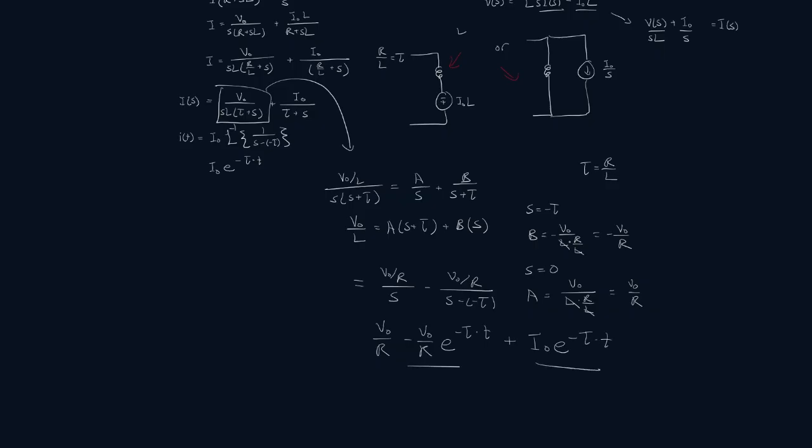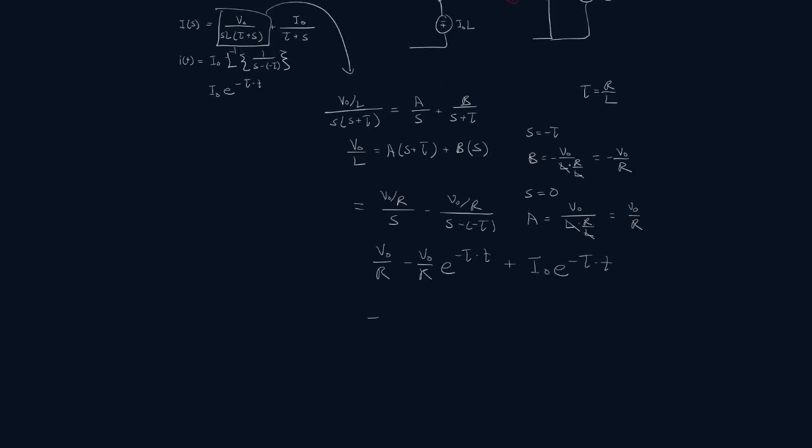We can add these two together. So it'll just be IO minus VO over R, times e to the power of minus tau times t, plus VO over R. And this will be equal to your I of t. And this is for when t is greater than or equal to 0.